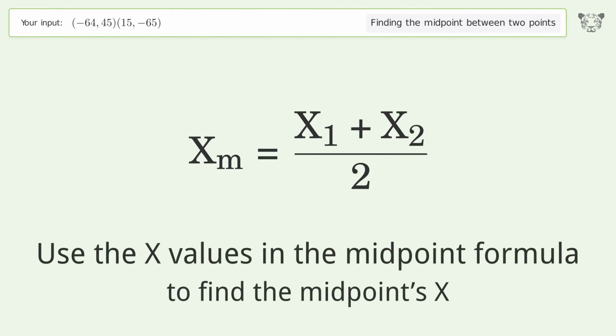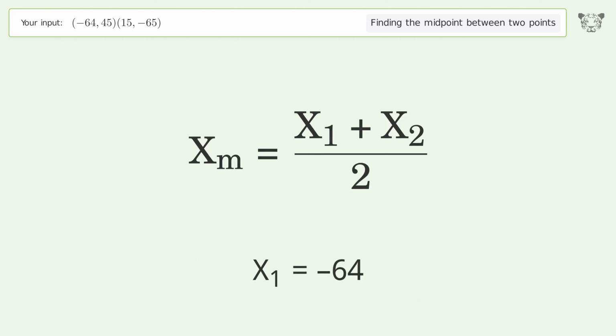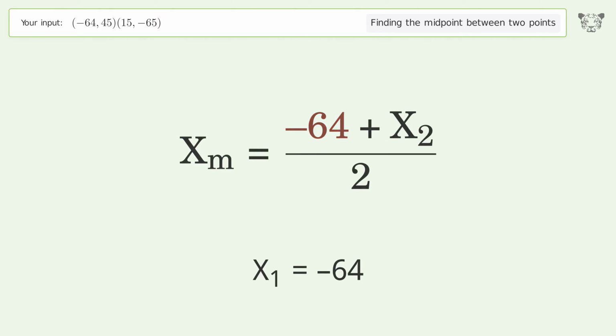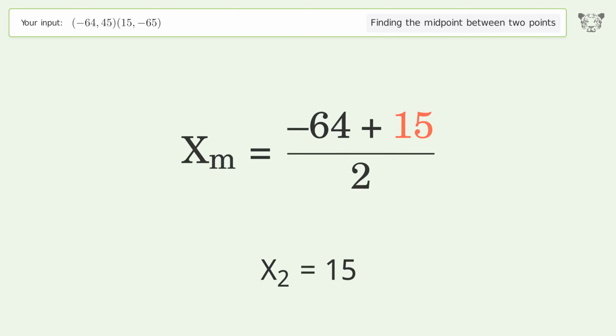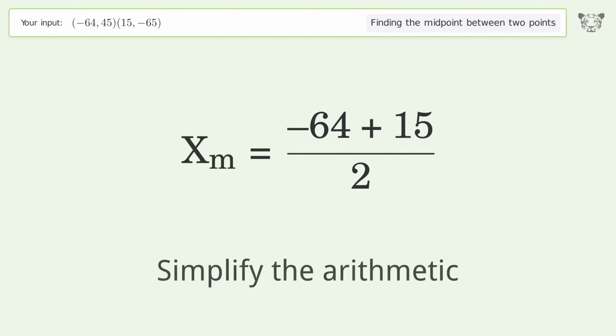Use the x values in the midpoint formula to find the midpoint's x. x1 equals negative 64. x2 equals 15. Simplify the arithmetic.